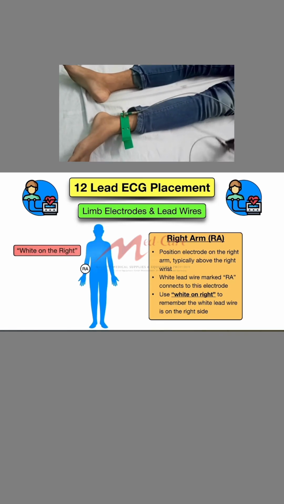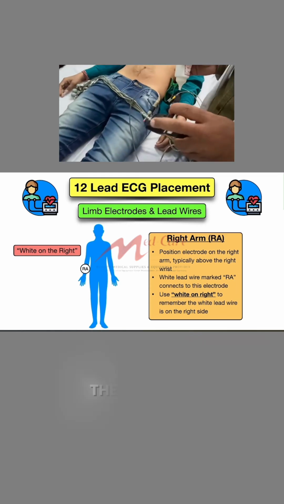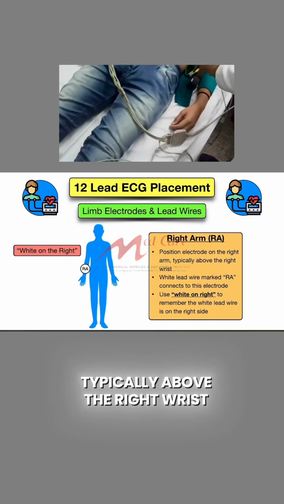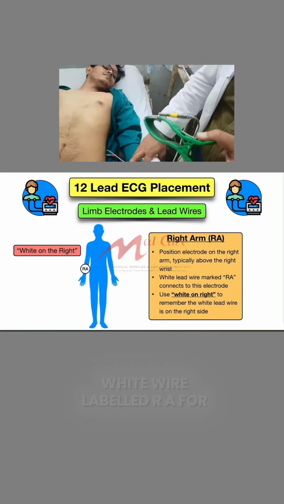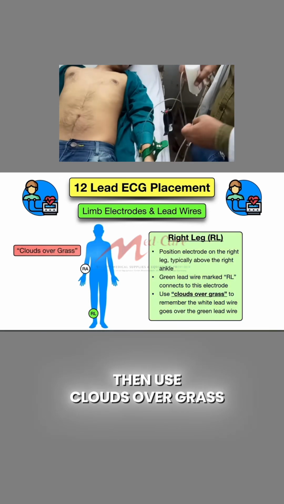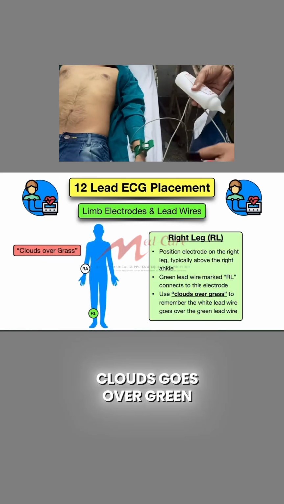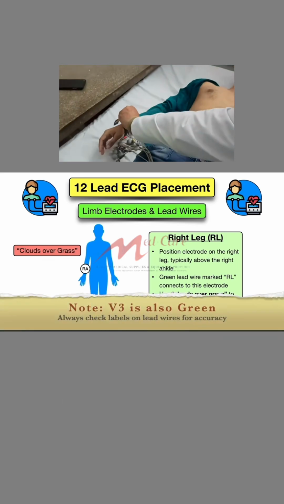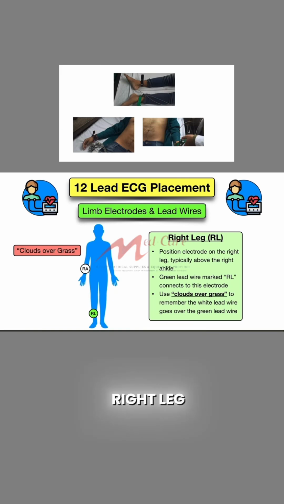First, you're going to remember white on the right. This will help you remember the white lead wire, which is the right arm, goes on the right side. You'll place the electrode on the right arm, typically above the right wrist, and then you'll connect the white wire labeled RA for right arm. Then use clouds over grass to remember white, which is clouds, goes over green, which is grass. We already know the white lead wire is the right arm, so the green lead wire is the right leg. You'll place the electrode on the right leg, typically above the right ankle, and then you'll connect the green wire labeled RL for right leg to that electrode.